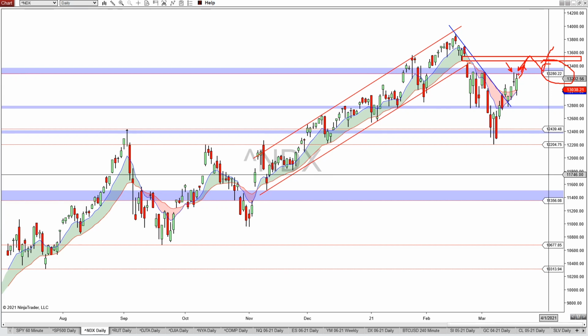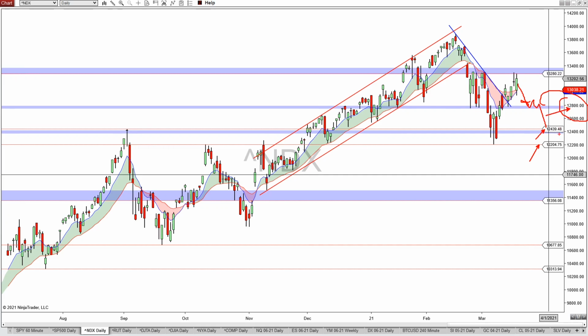On the downside, basically looking for this thing to come back down to this 12,800 area, this zone here, on the near term, the next day or two, to see would it be able to find some support here and chop around a little bit. But if it can't, then I'm still looking for this 12,439 and this 12,204.